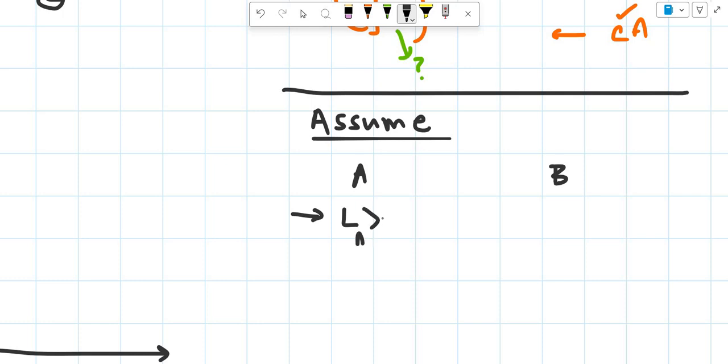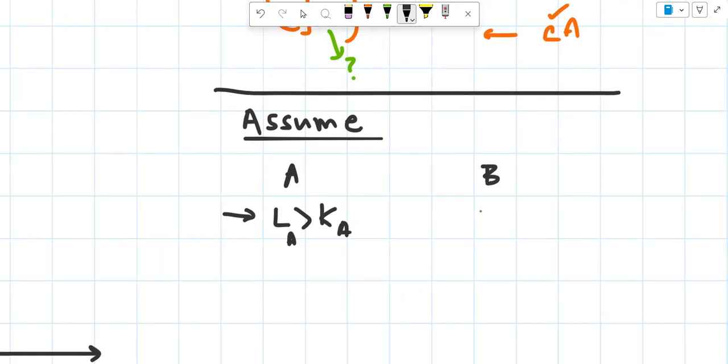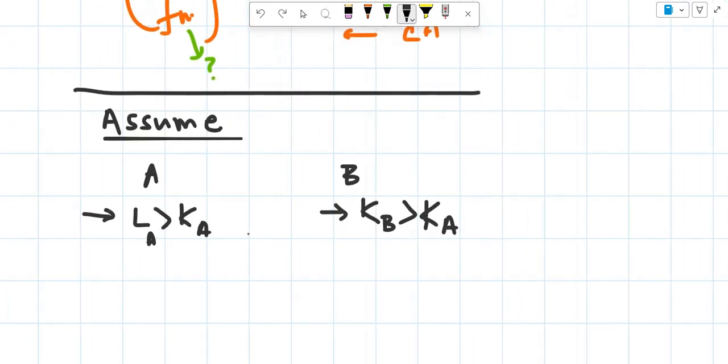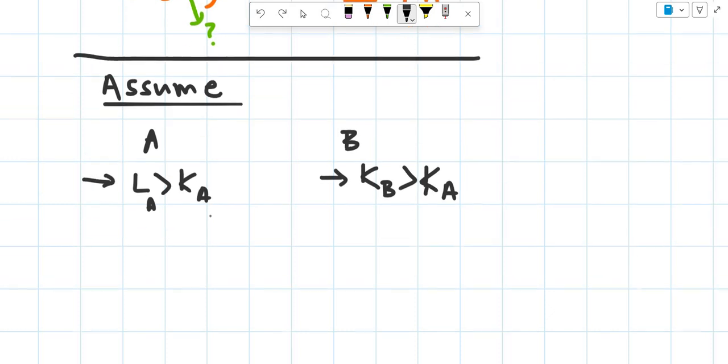So LA is greater than KA, right? And say economy B has more capital. So KB is more than KA, right? We can either assume this or we can draw a conclusion from this. There are two ways of thinking about this. They are interchangeable, or one implies the other and vice versa.